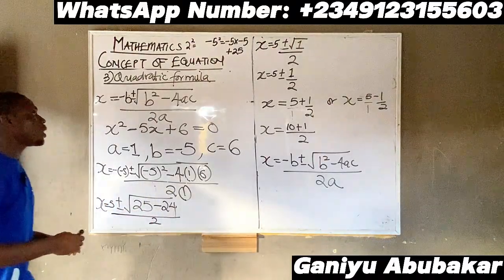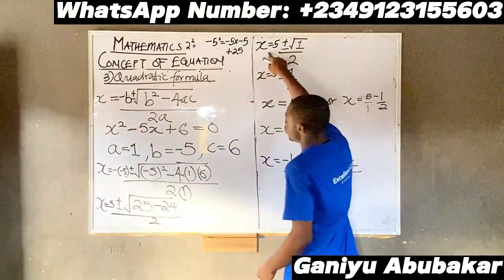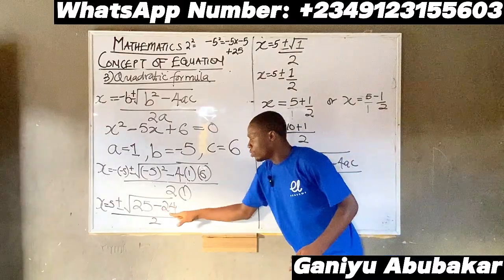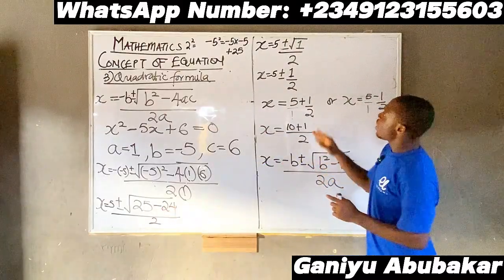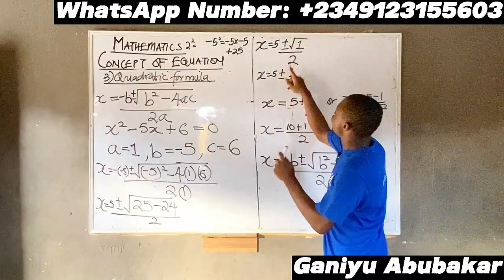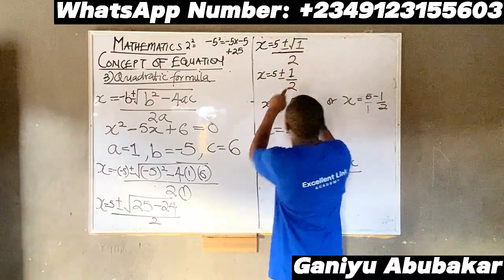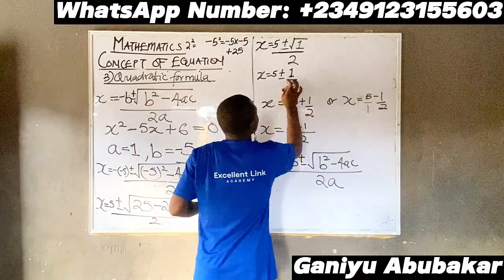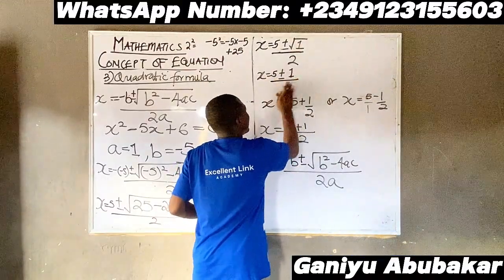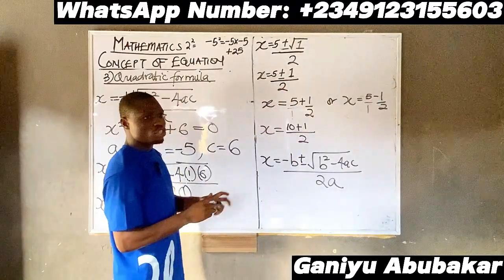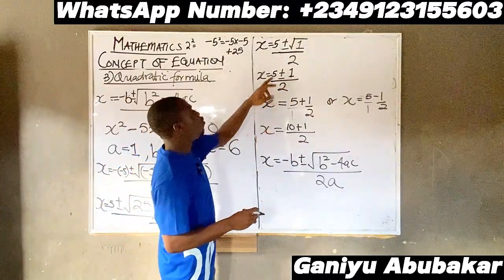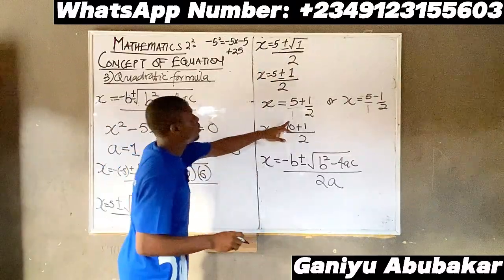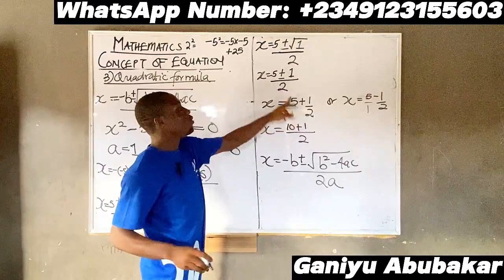Over 2. Now moving on, this gives you x equal to 5 plus or minus root 1 over 2. See what I'm writing, over 2? The mistake is this. We made a mistake. It should be over 2, not just the one.